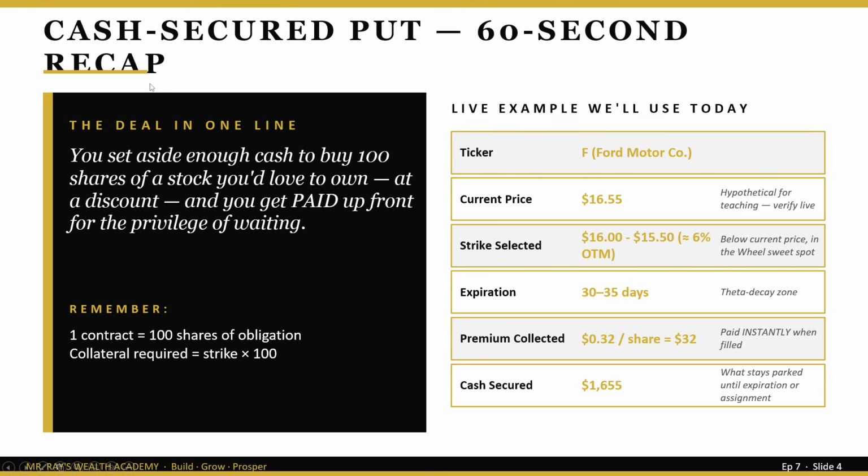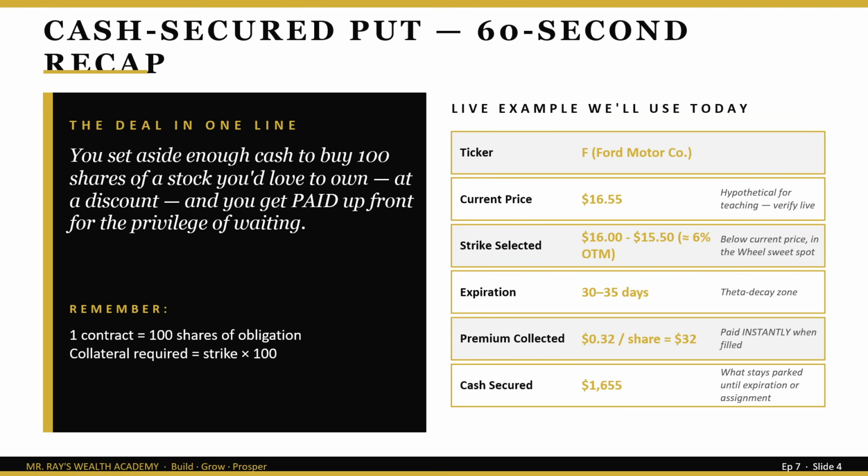We also like to look at our expiration date, days to expiration. We're going to be looking at 30 to 35 days. Our premium to be collected, we'd like to be right around 32 cents. So that means that we're going to have $1,655 available to do this particular cash secured put.